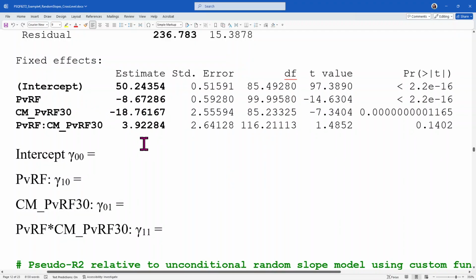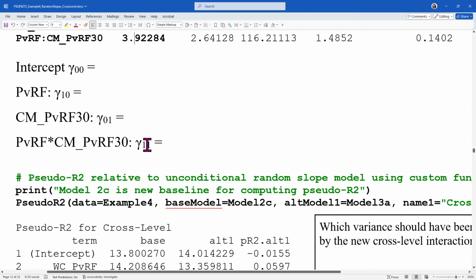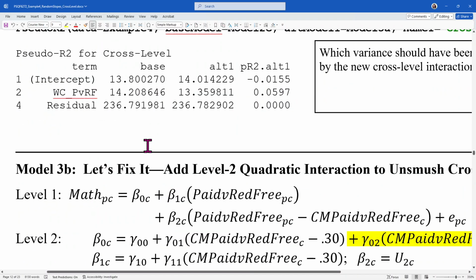However, which variance component should have been explained by this, did we say? Random slope, right? We did. But the intercept variance actually went down. Excuse me, R square went down, intercept variance went up. That's what that means. It went the wrong way. This is an example of a misspecification.